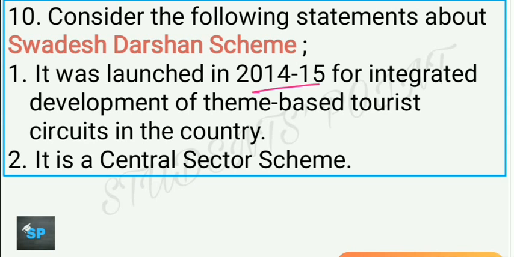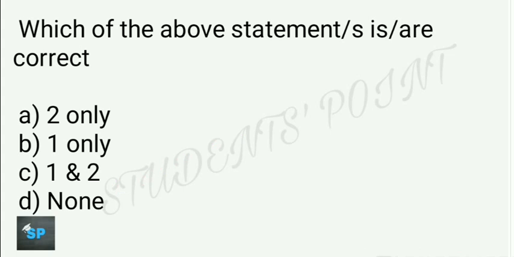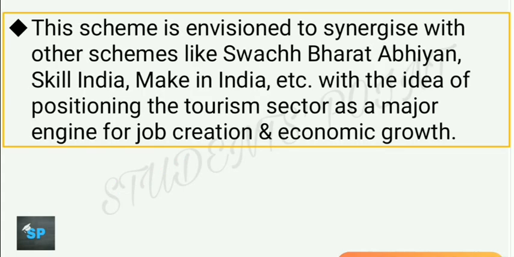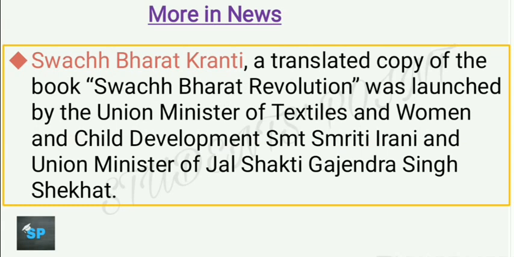It was launched in 2014-15 for integrated development of theme-based tourist circuits in the country. This statement is correct. Remember the year 2014-15. It is a central sector scheme. So this statement is also correct. So here both of these statements are correct. C is the right answer. And this scheme is envisaged to synergize other schemes like Swachh Bharat Abhiyan, Skill India, Make in India and others, with the idea of positioning the tourism sector as an engine for job creation and economic growth.